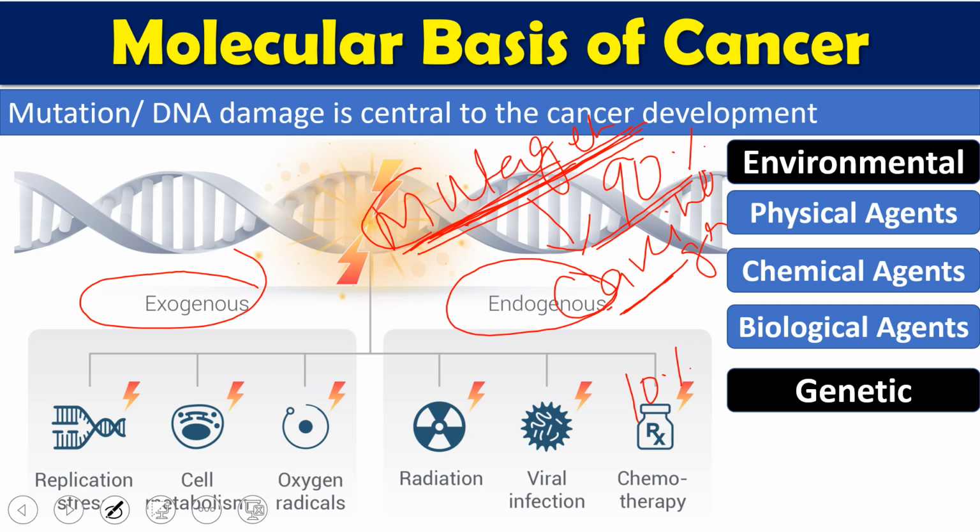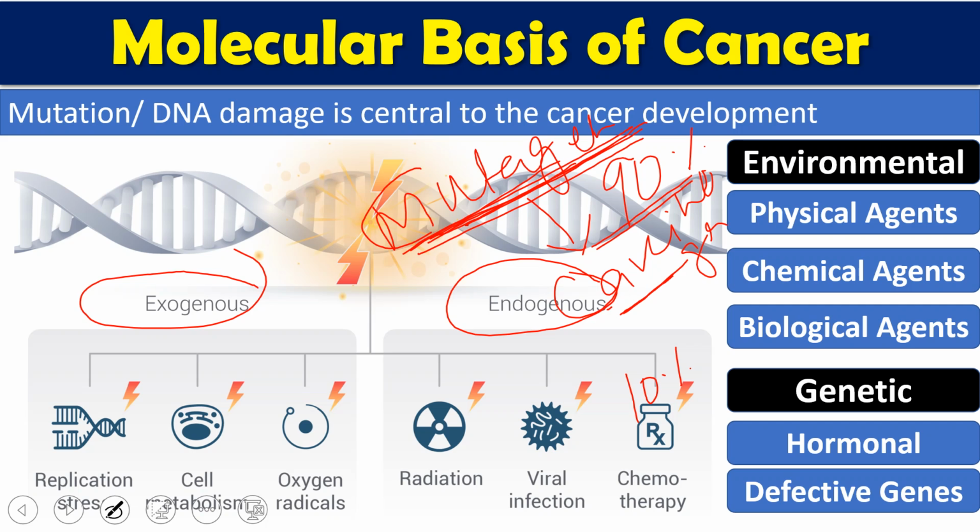Third is biological agents. Here it may be any kind of microbes. The most common carcinogenic biological agent is the virus. We have DNA viruses and RNA viruses, which we will talk about. Then it may also be bacteria, sometimes parasites, sometimes fungus. Those are biological agents. Then, whenever we talk about the genetic components which cause cancers, it may be hormonal, in most cases, or because of some defective genes. So that covers our environmental factors.